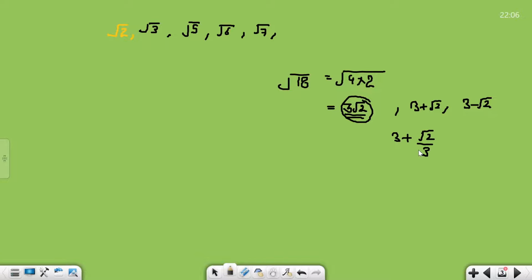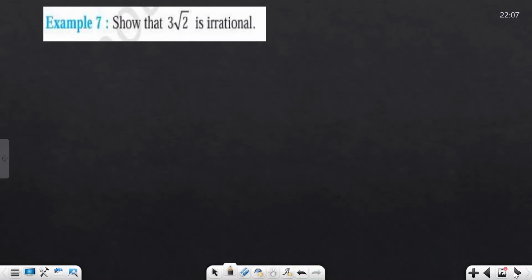How do we solve this type of question? Anything with addition, subtraction, division, anything else. Root 2 divided by 7, 1 by root 2. How can we solve this type of question? Okay, how? So we study here.